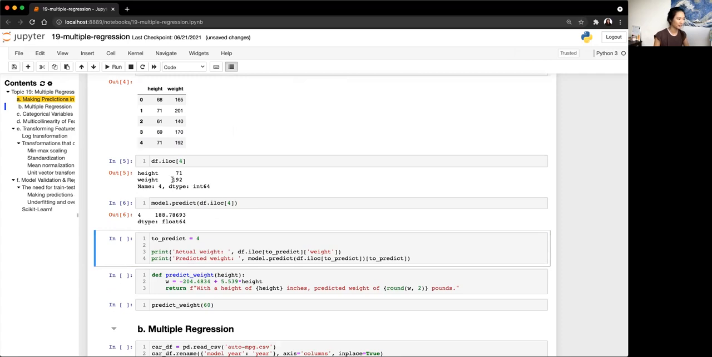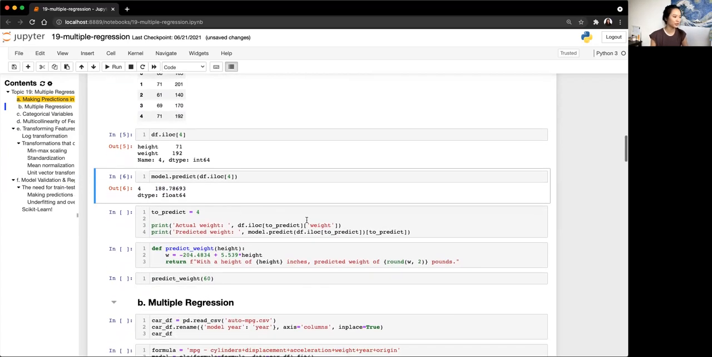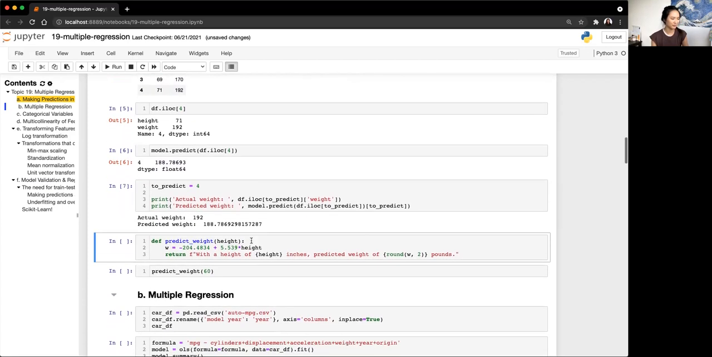So you can see here, the actual value of weight was 192 and the predicted weight was 188.78693. So this is our Y hat, and that is our actual Y. I set up this really quick cell of code to just check for predictions. This is just based on the index number. Of course, you can do this in a much nicer way.